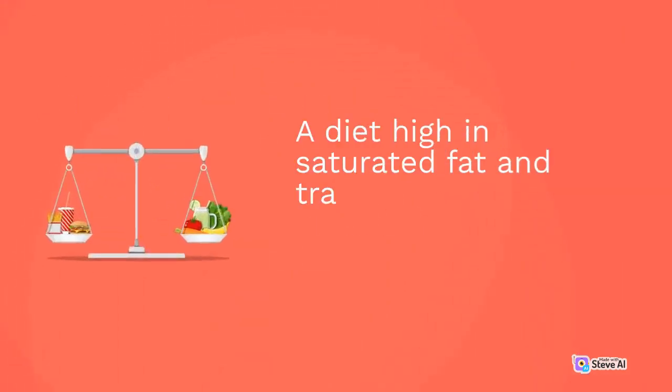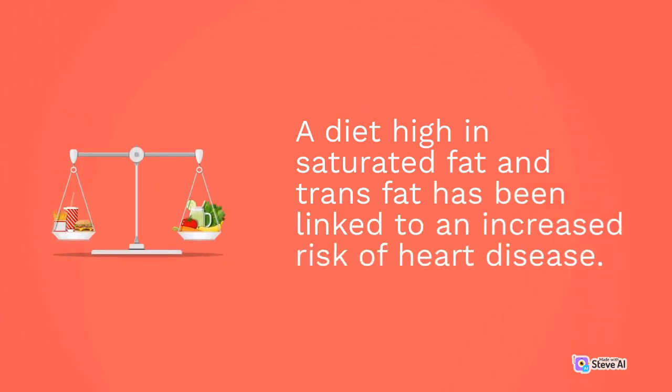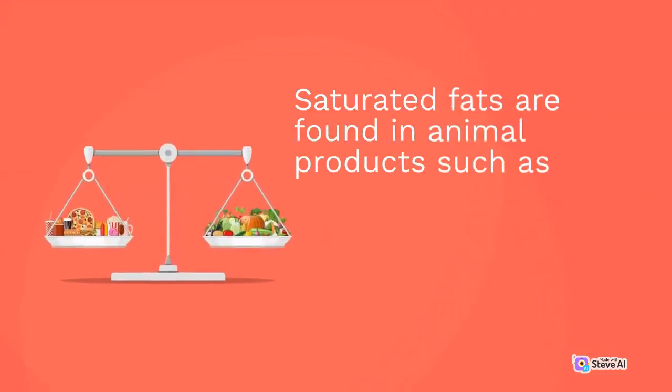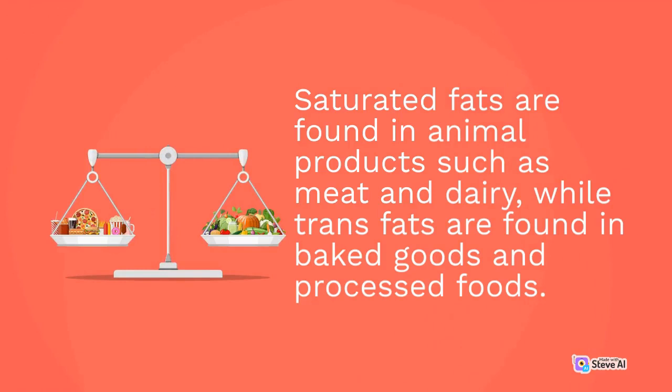A diet high in saturated fat and trans fat has been linked to an increased risk of heart disease. Saturated fats are found in animal products such as meat and dairy, while trans fats are found in baked goods and processed foods.